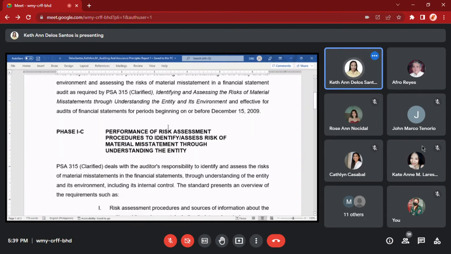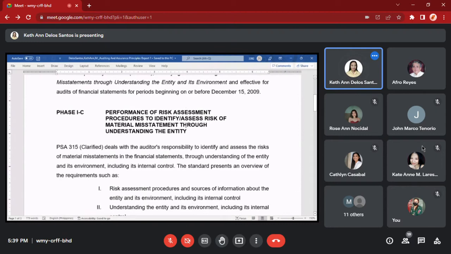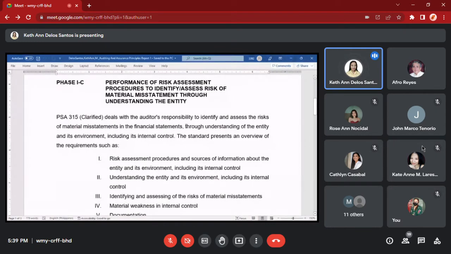Phase 1-C, performance of risk assessment procedures to identify, assess risk of material misstatement through understanding the entity. PSA 315 clarified deals with the auditor's responsibility to identify and assess the risk of material misstatements in the financial statements through understanding of the entity and its environment, including its internal control. The standard present an overview of the requirements such as, sinasabi dito na responsibilidad daw ng mga auditors na mangalap ng reasonable assurance tungkol sa financial statement na magpapakita na ito ay walang naiprepresent na material misstatement.